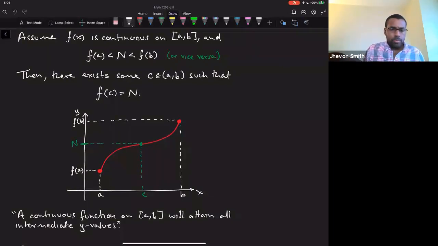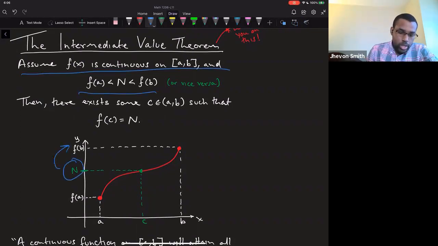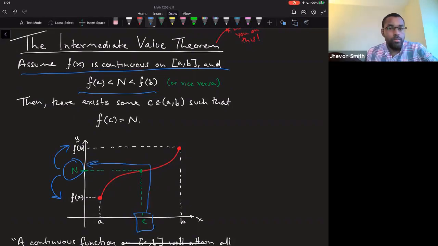So if f is a continuous function, and you know that there is some value that's in between two of the other y values, then there must be an input in between a and b that will give you that value as an output. So that's called the intermediate value theorem.